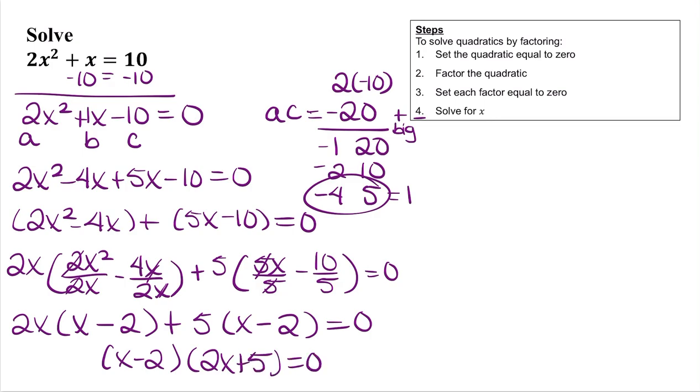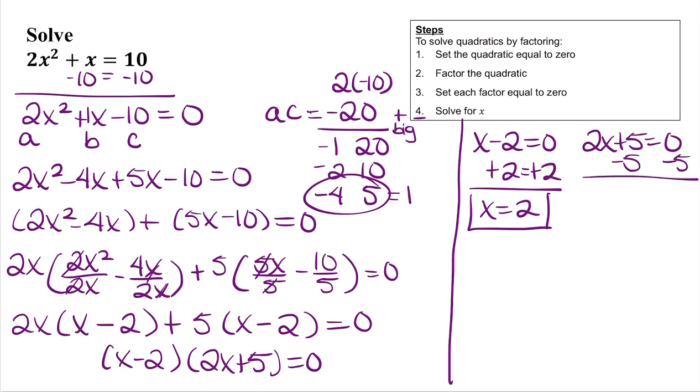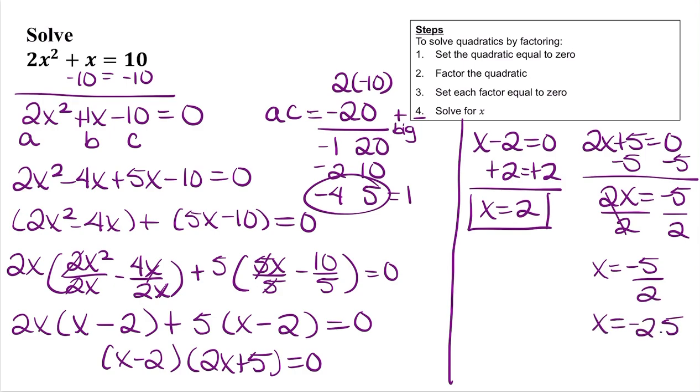Now what I need to do is take each of these factors and set them equal to 0. So I have x minus 2 equals 0, and I have 2x plus 5 equals 0. x minus 2 equals 0 I can solve by adding 2 to both sides, so that gives me x equals 2 as one of my solutions. 2x plus 5 I can solve by first subtracting 5 from both sides, so I have 2x equals negative 5. And then I divide both sides by 2, so I have x equals negative 5 over 2. Or if you prefer, you can write that as x equals negative 2.5. So that is how you solve quadratics by factoring.